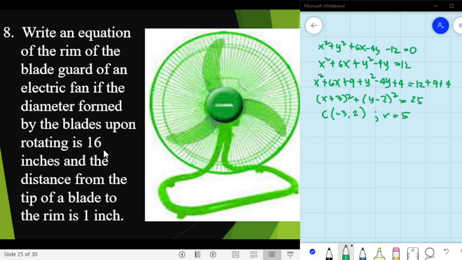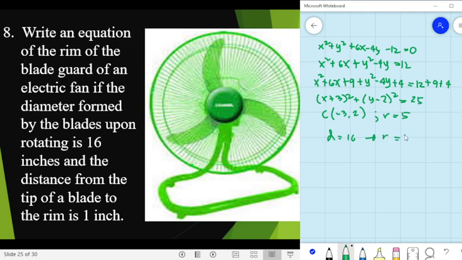with 16 inches diameter. So meaning, if the diameter is 16, that would be r is 8, no? And then 8 is your r from here to here. Then it is 1 inch from the rim to the tip. So meaning, it would be plus 1 to your radius. No? Okay?